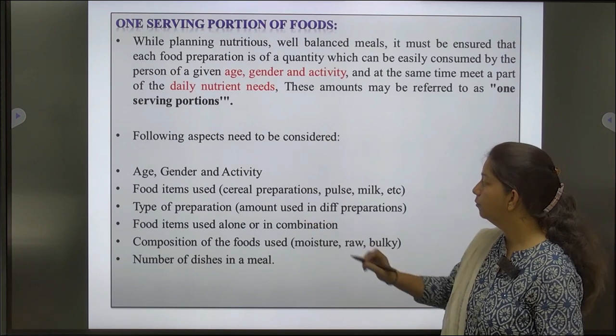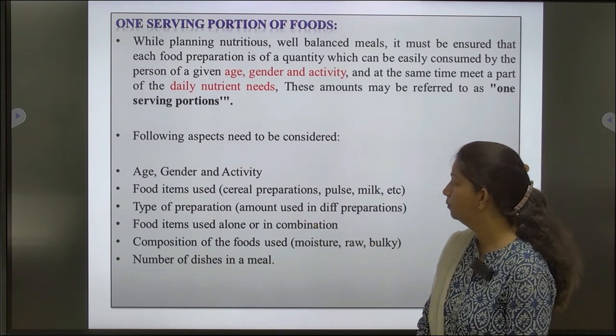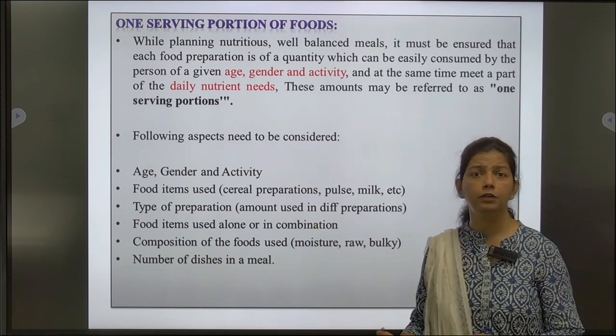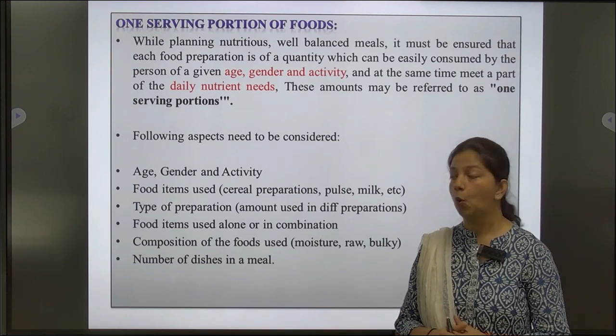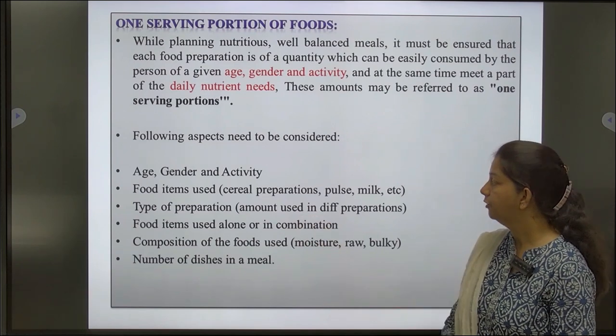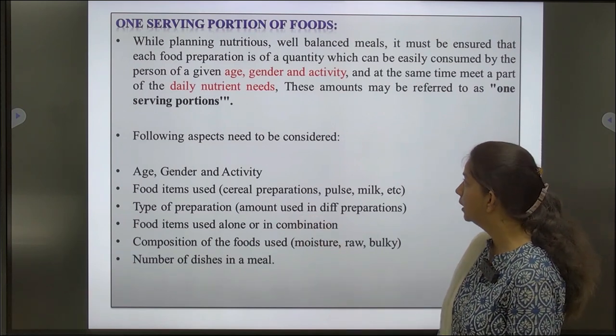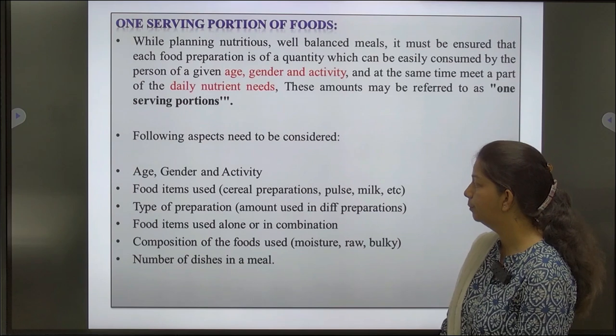Then the types of preparation, and the amount used in different preparations. If we are roasting, the amount is different. If we are boiling, the amount is different. So what type of preparation are we using? Always consider the one serving according to the preparations.